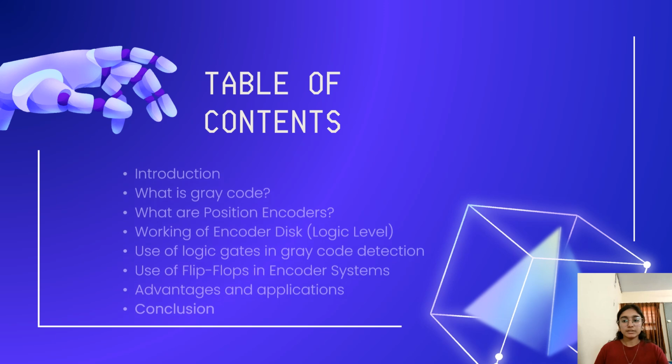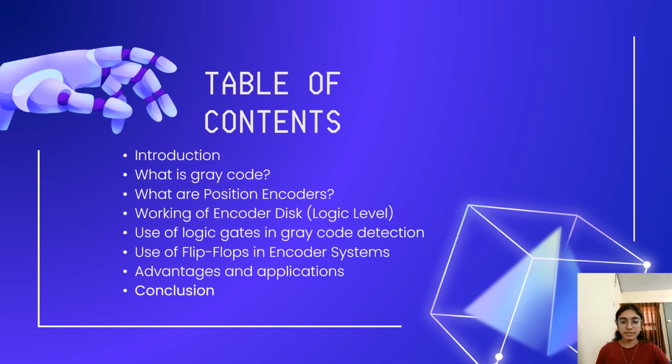Here is what we are going to cover today. First, what is gray code? Second, what are position encoders? And then working of encoder disk, use of logic gates in gray code detection, use of flip-flops in encoder systems, advantages and applications, and then last is conclusion. So let's begin.